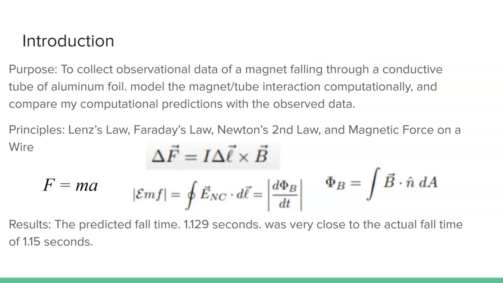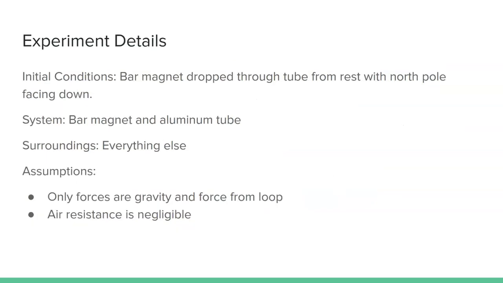The purpose of this lab is to collect observational data of a magnet falling through a conductive tube of aluminum foil, model the magnet-tube interaction computationally, and compare my computational predictions with the observed data. The principles I will be using are Lenz's law, Faraday's law, Newton's second law, and the magnetic force on a wire. The results of this lab were that the predicted fall time of 1.129 seconds was very close to the actual fall time of 1.15 seconds.